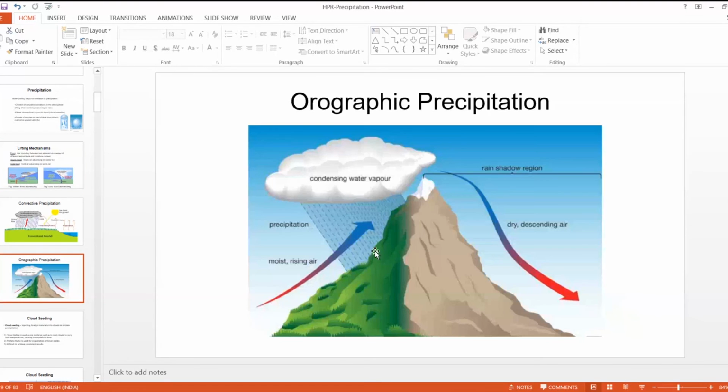In orographic precipitation, when the wind is blowing towards a mountain, it is deflected upwards, and when it is lifted upwards, it cools down. Then condensation takes place. On the other side of the mountain, the lee side, the lifted air is descending, so there is no rainfall, and generally on this side a desert will be found.